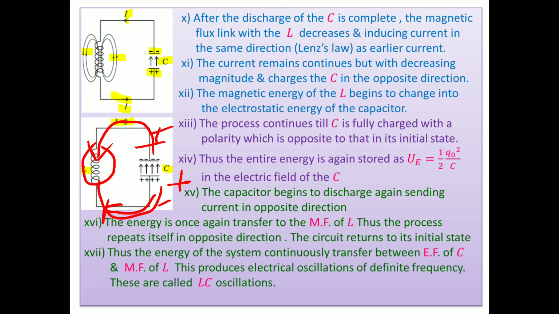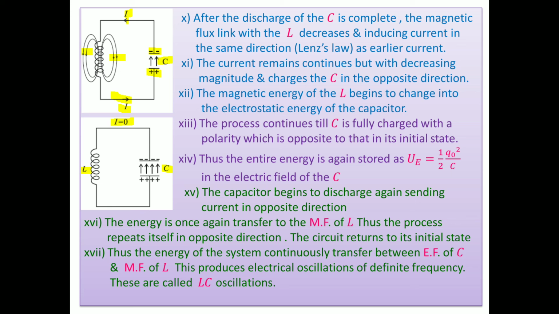And this process goes on repeating. Thus, the energy of the system continuously transfers between the electric field of the capacitor and the magnetic field of the inductor. This process produces an electric oscillation of a definite frequency, and these are called LC oscillations.